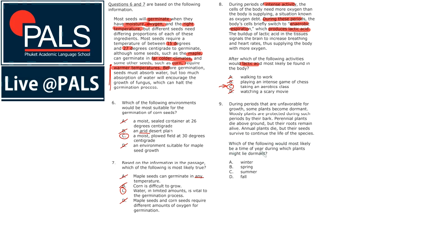Which of the following would most likely be a time of year during which plants might lie dormant? That is the winter, where it's cold and snowing, less hours of sunlight. So these are all conditions that are unfavorable for growth in the winter.